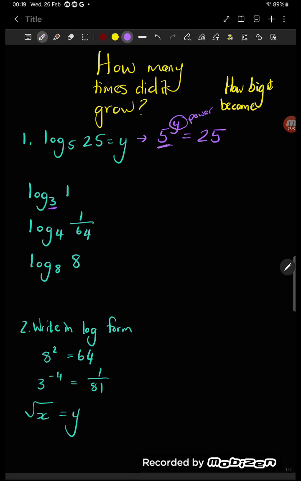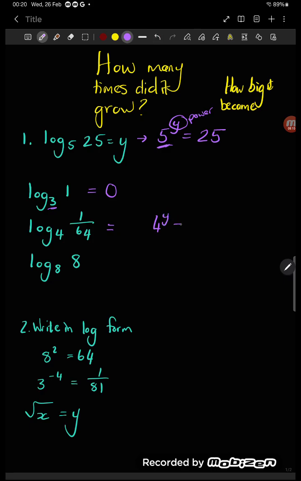Log base 3 of 1: it became 1, so it didn't even grow, so it was 0. Log base 4 of 1/64th. How many times did this thing grow? Well, it obviously grew negatively because it's much smaller than it was, but by how much? So we can say 4 to the x. I'm going to use x as my variable for now, because I choose to, I can use y as well. Let's use y actually so that we don't complicate things.